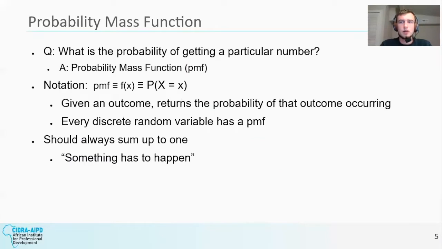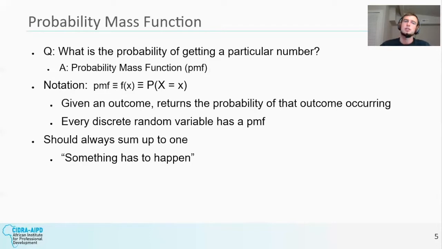Going on to other ways to describe discrete random variables, there is the probability mass function, or PMF as it's frequently called. This is basically asking, what's the probability of getting a particular number? There's some notation involved with this. The probability mass function is little f of x, which is also represented as the probability that the random variable X equals the particular value, little x.